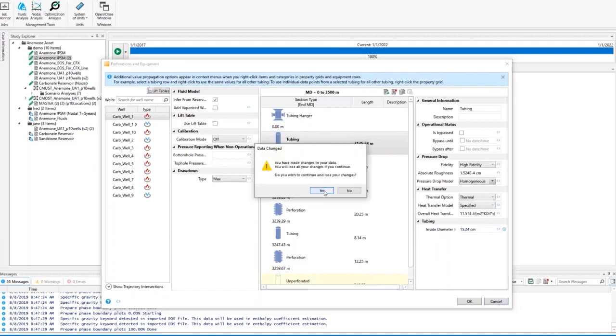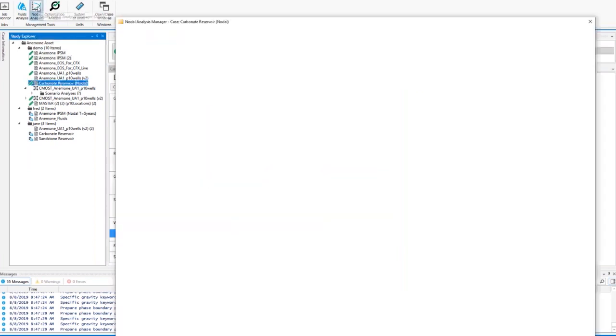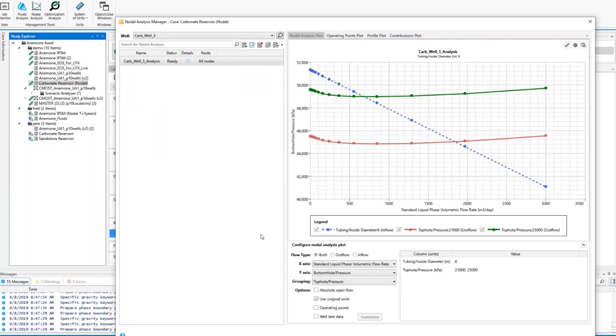So I'll show you that next. That was done by grabbing the carbonate reservoir model from Jane and then running nodal analysis on that. So you go to nodal analysis and you generate one and evaluate tubing sizes and top hole pressures.